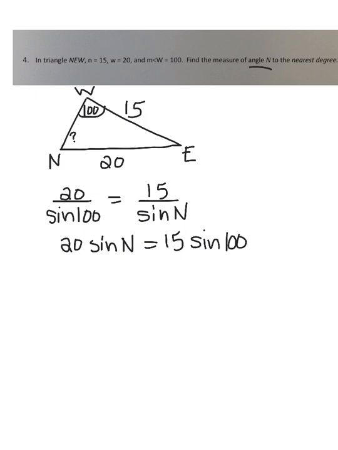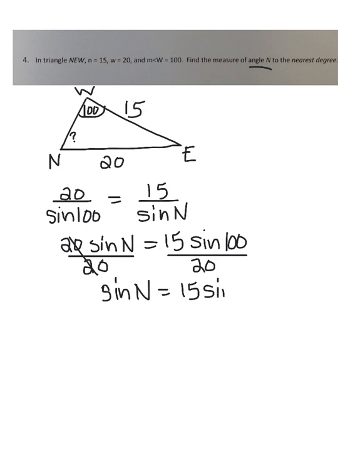Okay, now if you wanted to get the sine n by itself, we would divide everything by 20. And that would give us sine n equals 15 times the sine of 100, and that entire thing over 20.